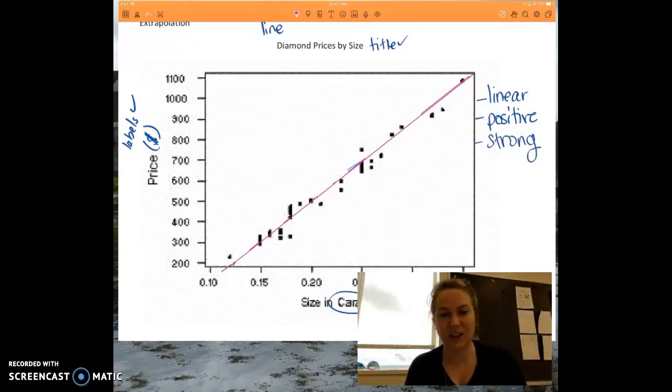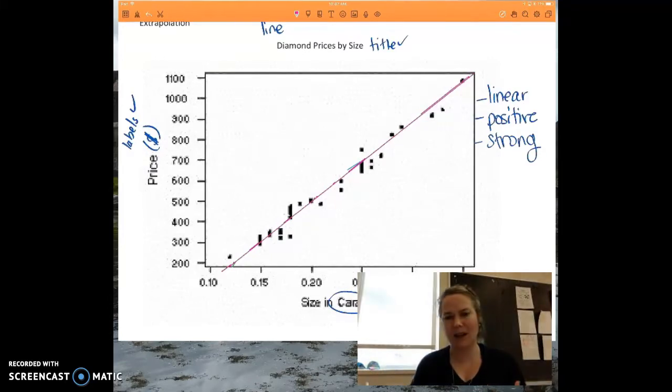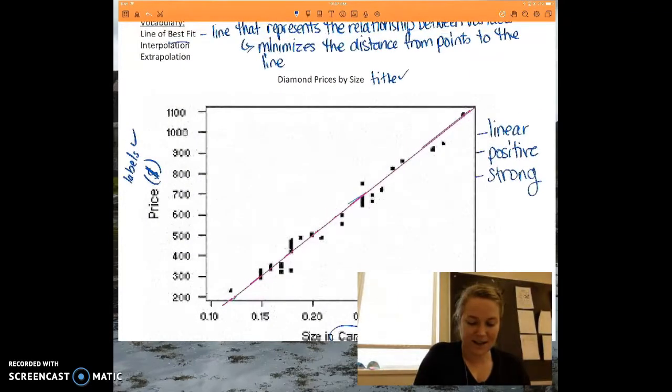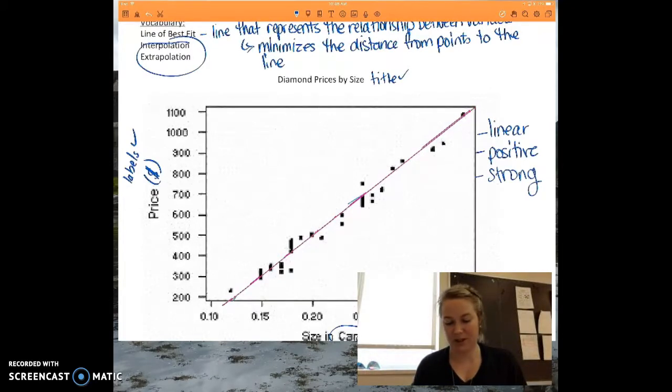So now that I have the line here, what is that for? It's not just to make it look even more obvious that it's linear, positive, and strong, because that's pretty obvious on this graph anyway. What is that line of best fit going to be for? It's going to be for these last two vocabulary words, interpolation and extrapolation.